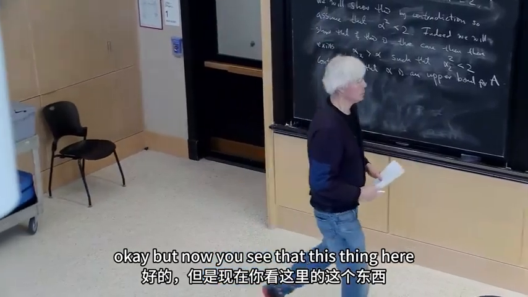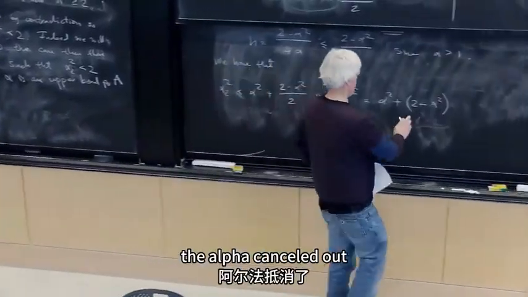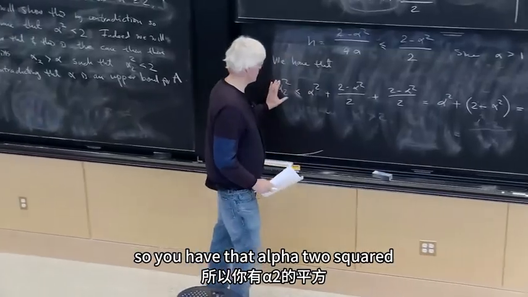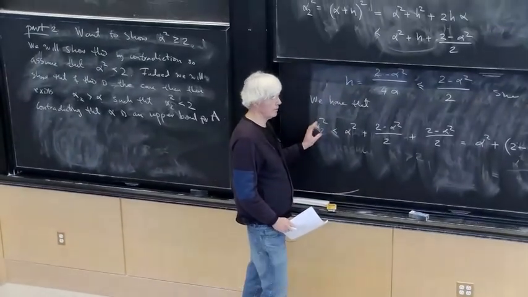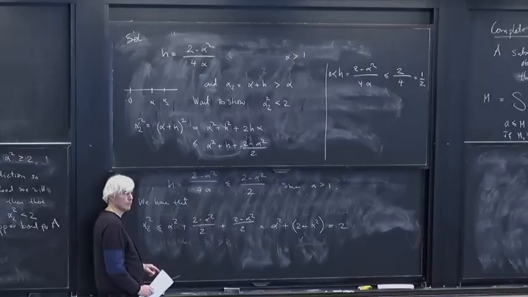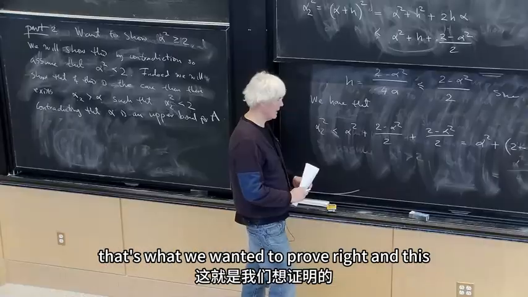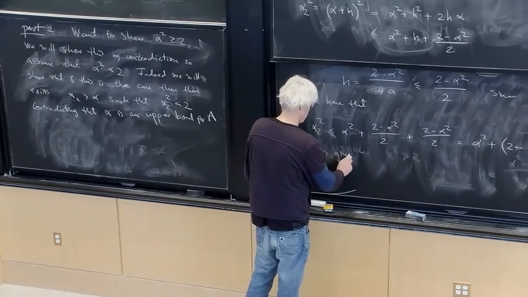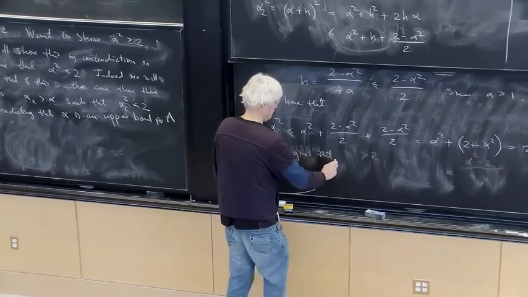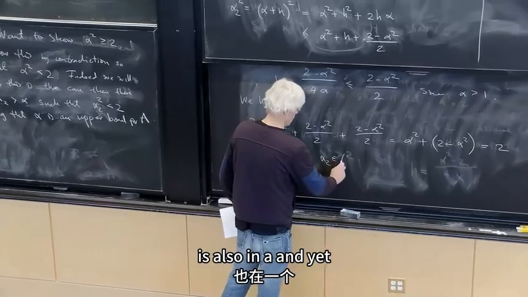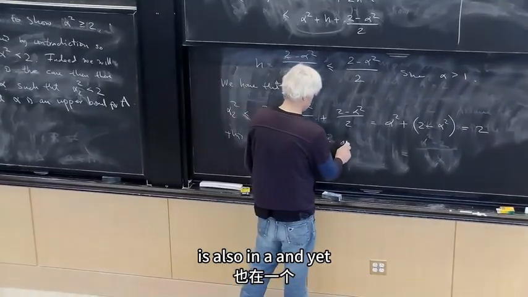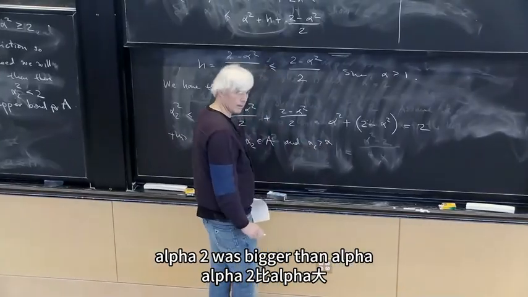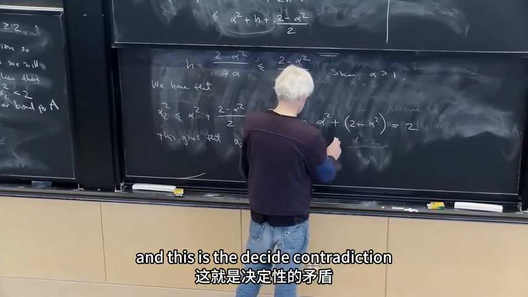Okay, but now you see that the alpha cancels out, and you're getting 2. So you have that alpha 2 squared is strictly less than 2. That's what we wanted to prove, right? And this gives that alpha 2 is also in A, and yet alpha 2 was bigger than alpha, and this is the desired contradiction.